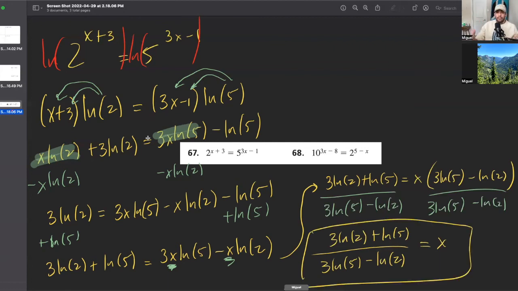You can plug this into your math compass again, but just be very careful that you're using your parentheses correctly, because otherwise the calculator will not register what you're telling it and it will give you the wrong answer. So just as a heads up.